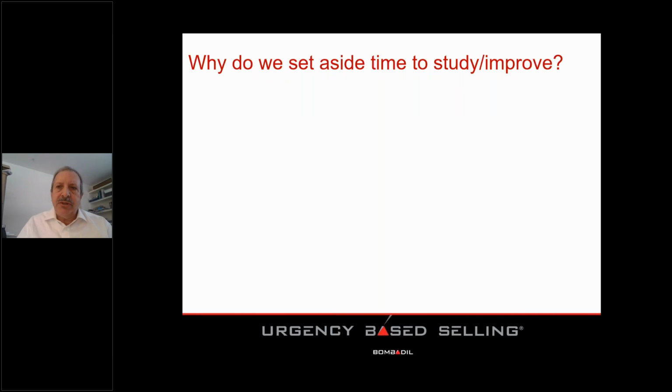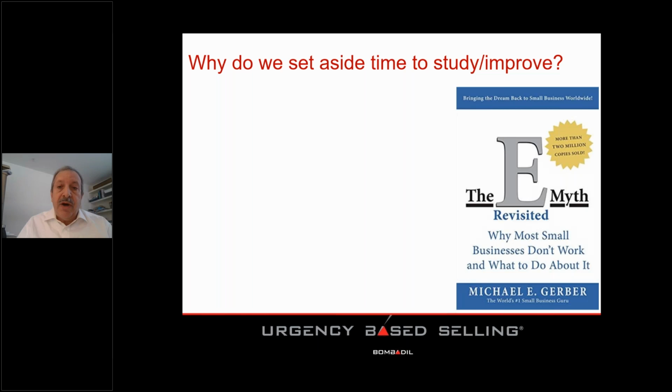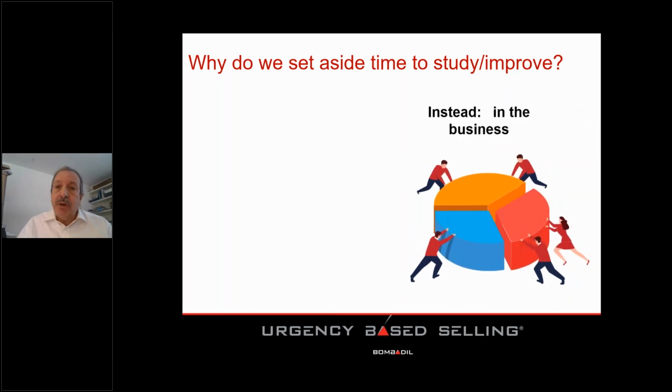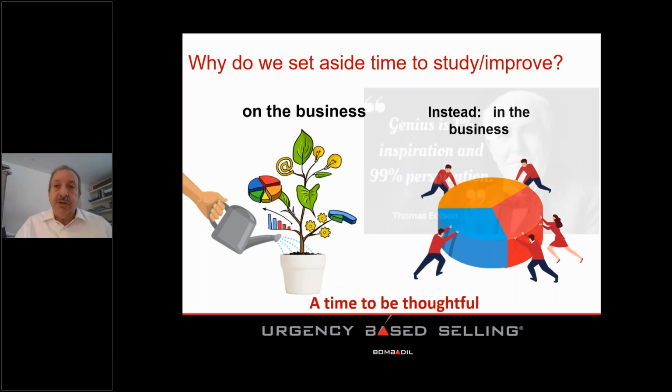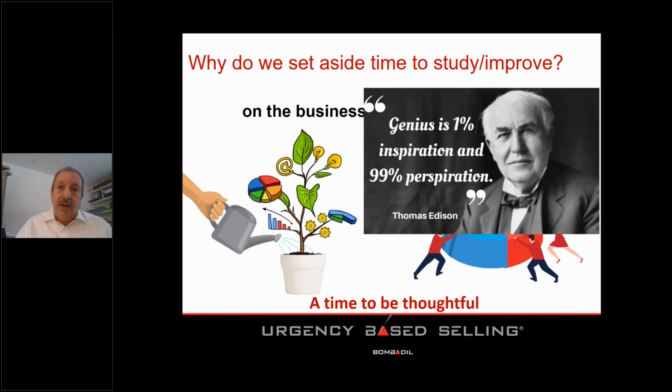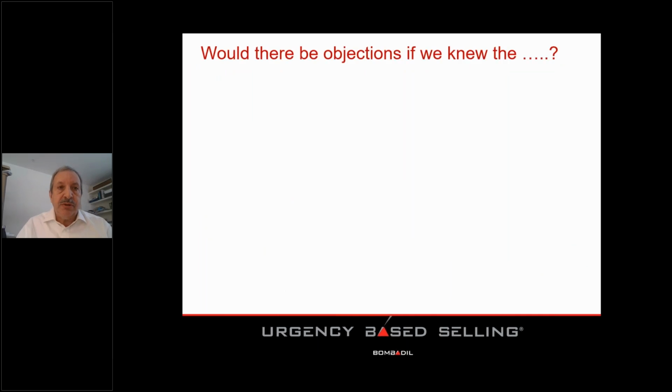Why do we set aside time as we are today to study and to improve? Following the central metaphor in the book, The E-Myth, most people spend most of their time working in the business. When we meet like we are meeting right now, we're working on the business. It's a time to be thoughtful. It's a time to improve. And just a reminder, genius is 1% inspiration and 99% perspiration.